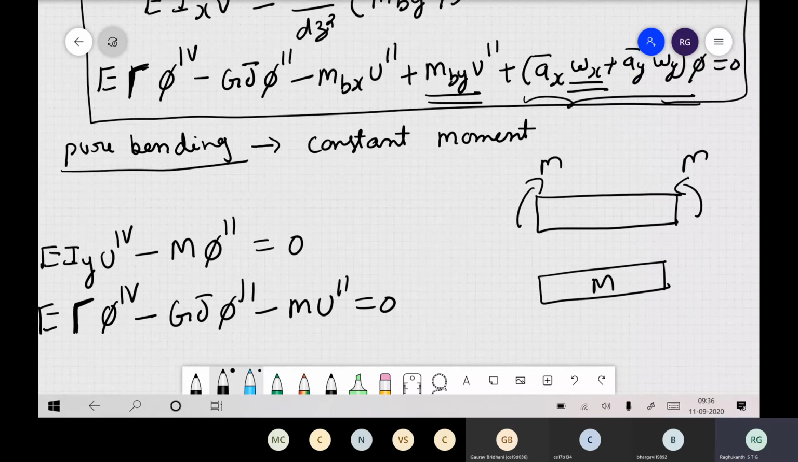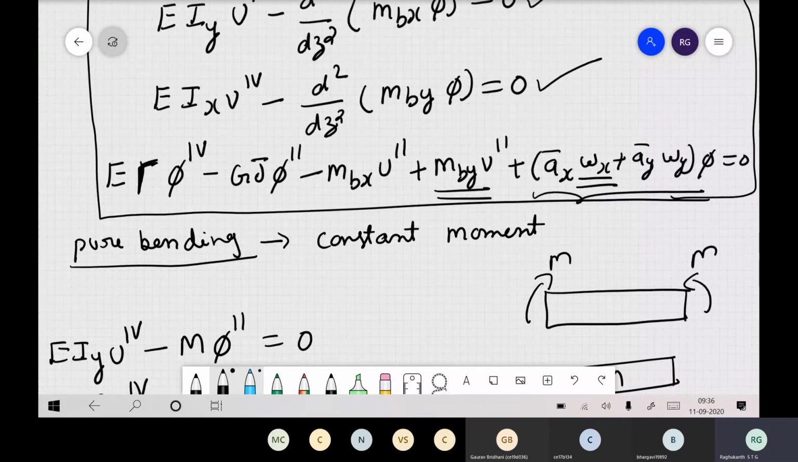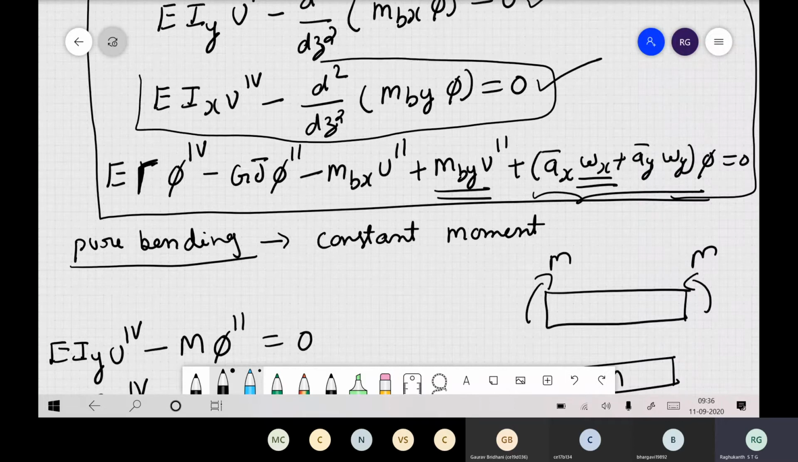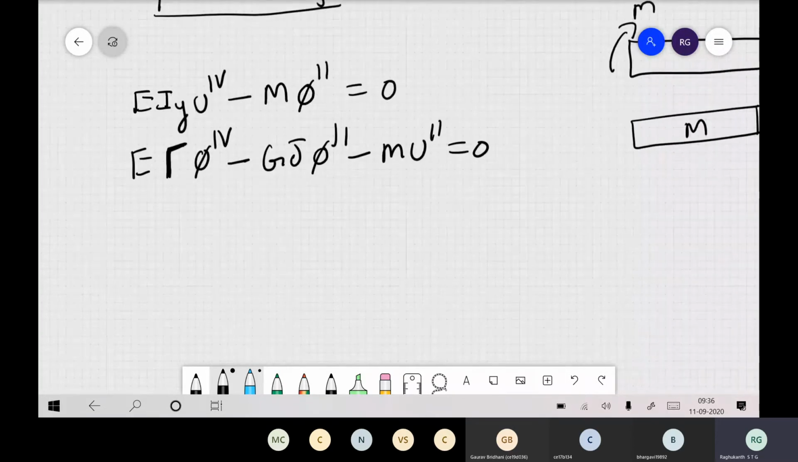So now you can see these two equations and this equation also drop out. So EIy... this equation also drops out, because we are not considering the biaxial bending case. So your equations will be like this. Now this equation you can solve very easily, although there are two equations.